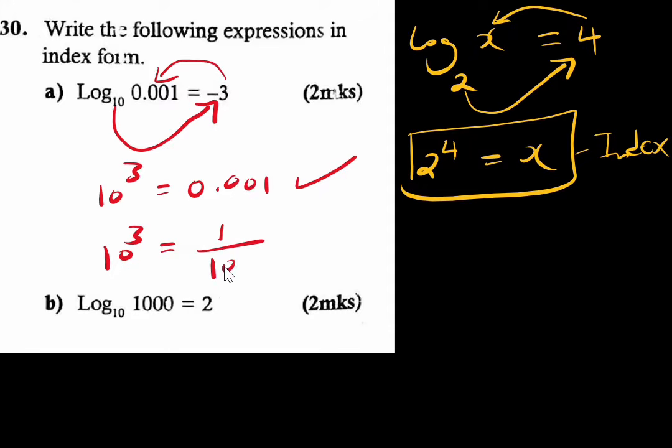So it's 1 over 1,000. So you get those 2 marks. What about B? The same case applies. The base is 10. So 10 raised to 2 is equal to whatever that is here.